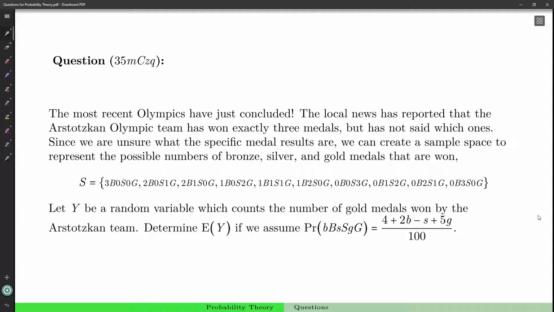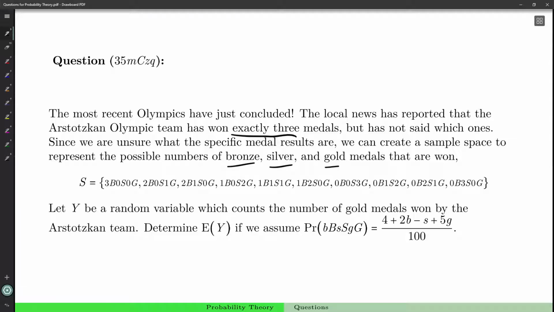The most recent Olympics have just concluded. The local news has reported that the Arstotzkan Olympic team has won exactly 3 medals, but has not said which ones, of bronze, silver, or gold. Since we are unsure of the specific medal results, we can create a sample space to represent the possible numbers of bronze, silver, and gold medals that are won.